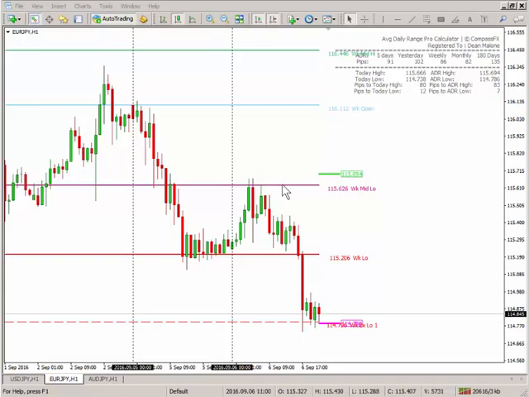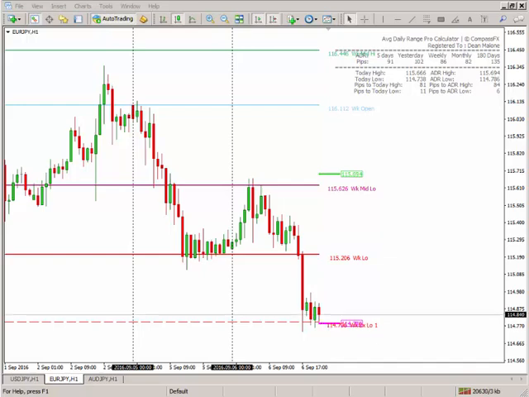Then it rolls back over and tests at the weekly low, and when that poor U.S. economic data report came out today, it made a move further down to the next weekly low level, which also is where our daily low target is sitting at, based upon the Average Daily Range Pro Calculator.